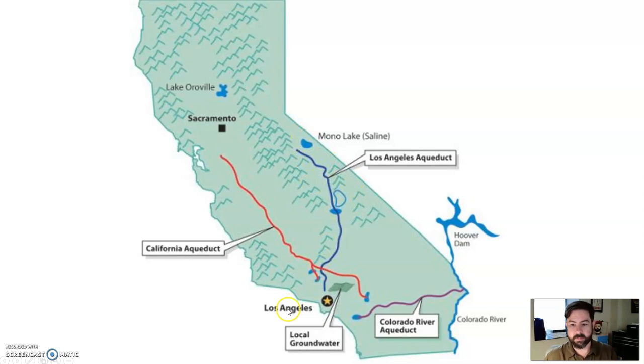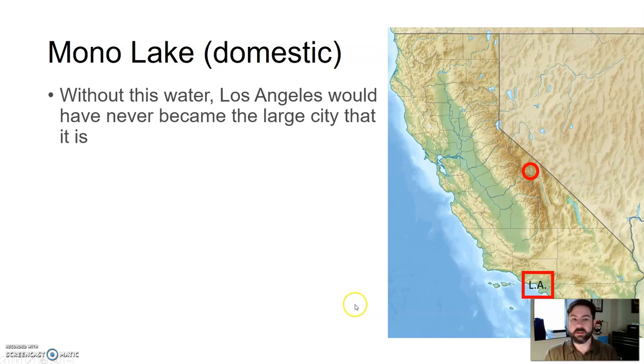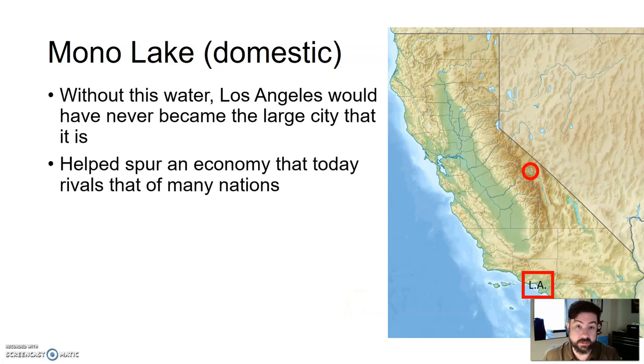So that's Mono Lake. But there's a number of other aqueducts that transfer water elsewhere in California. Without this water, LA would not have become the large city that it eventually did, one of the largest in the world. It did help to spur an economy that rivals that of many nations. The economy of LA and California is more than most countries of the world, just that city and state alone.